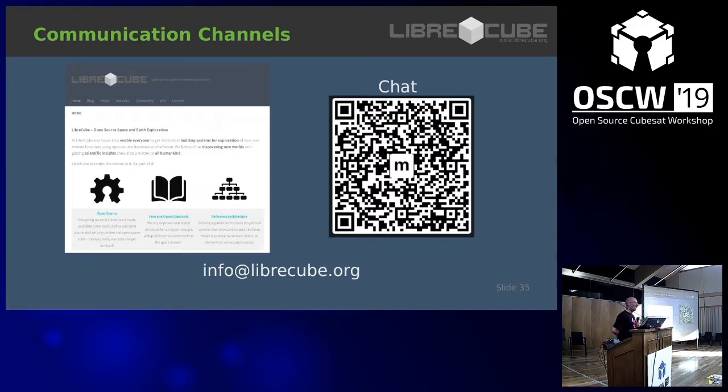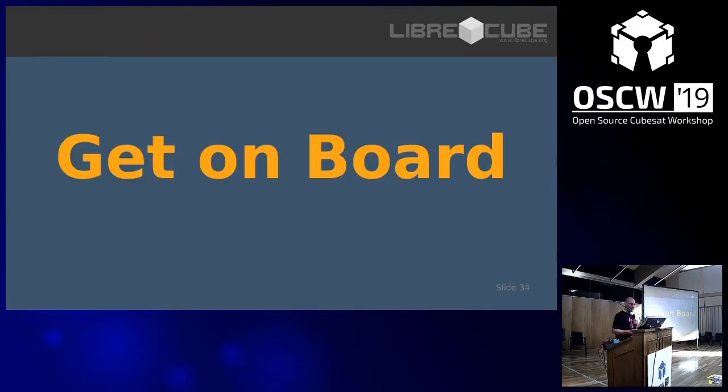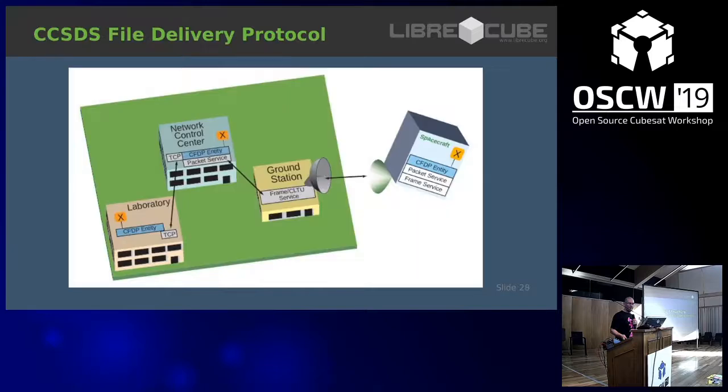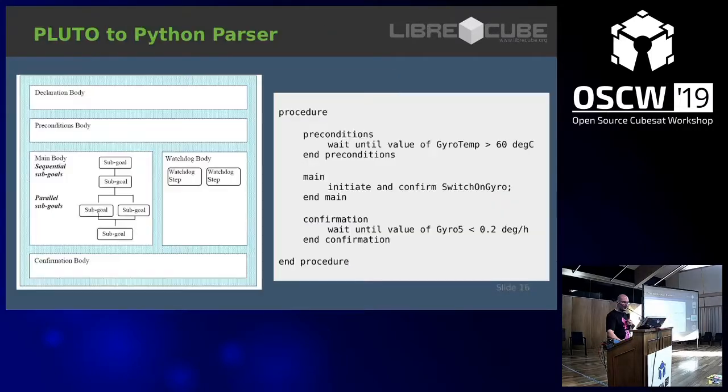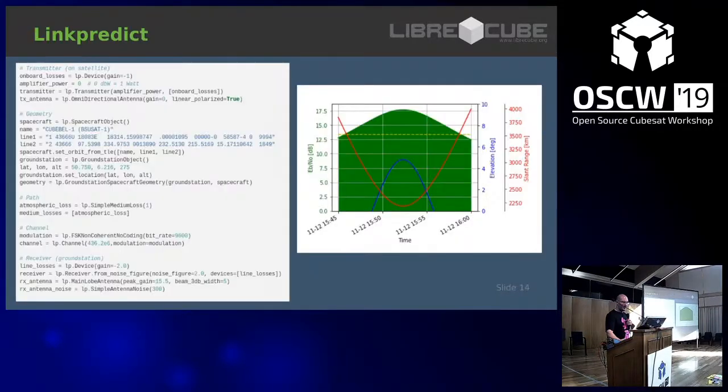Can you go back to the link budget slide? Link budget, yes. Okay, so what exactly have you developed here? Is it like a Python library? Exactly, it's a Python package which basically forms your API. And we did this because there was nothing else open source that we found.